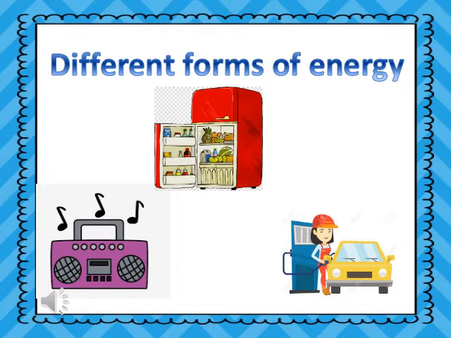and sound energy comes out of the CD player or the speaker. If you see the picture, it's a radio. This gives sound energy when you play music. And the third one is chemical energy. Chemical energy in fuel runs the engine of a car. The fuel that we use contains chemicals in it, so it's a chemical energy.